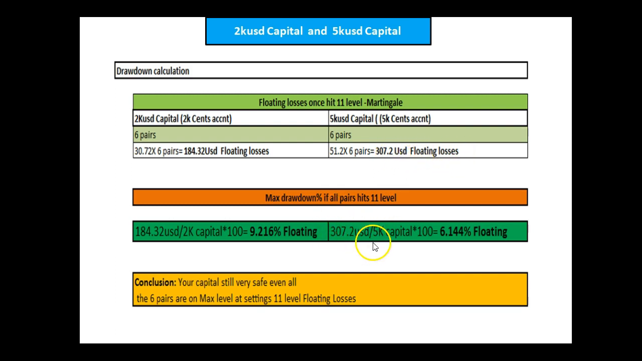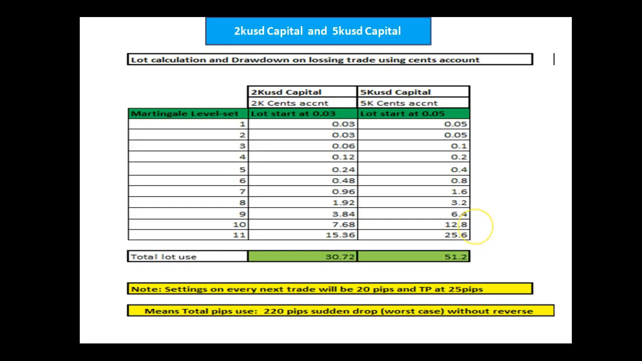So this is just your floating losses. You divide it by your capital, here 5k, multiply by 100, which is equivalent to 6.144% floating losses. So I pretty much believe that this is the very worst case, where the 6 pairs drop 220 pips. Your account is still manageable and still doing well while waiting for the market to reverse.